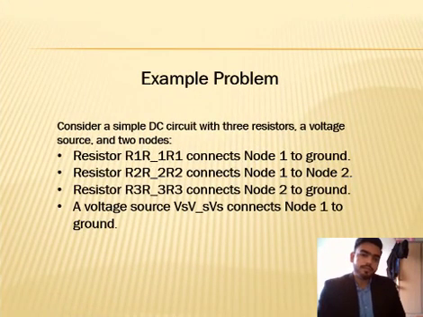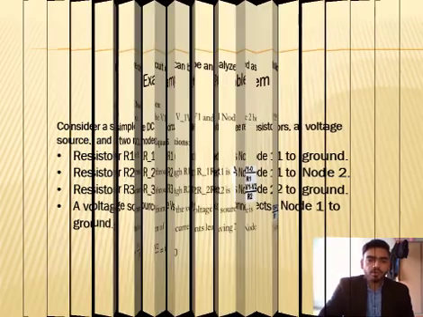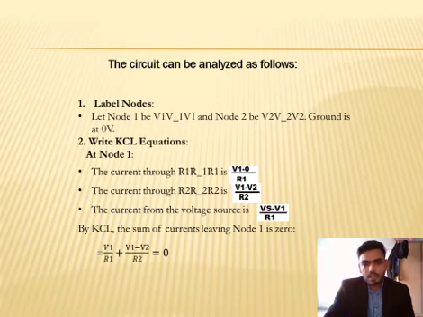Example problem. Consider a simple DC circuit with three resistors, a voltage source, and two nodes. Resistor R1 connects node 1 to ground. Resistor R2 connects node 1 to node 2. Resistor R3 connects node 2 to ground. A voltage source Vs connects to node 1 through R1. The circuit can be analyzed as follows.